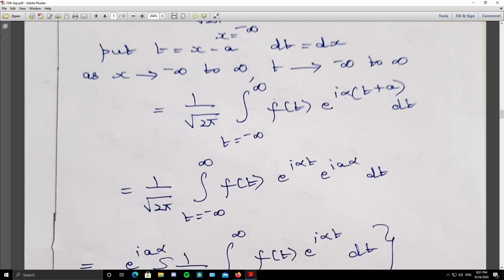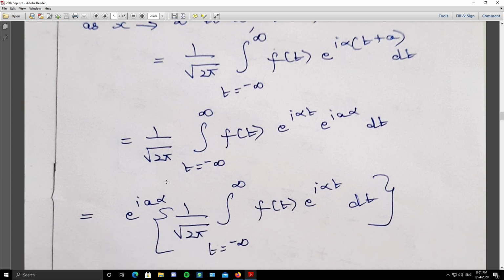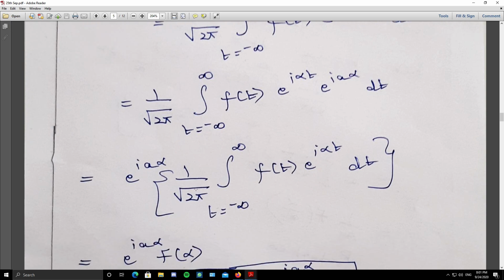So t is the variable. So e power i alpha is a constant. Take it out. So e power i a alpha times 1 by root of 2 pi integral t equals minus infinity to infinity f of t e power i alpha t dt. So we have split the exponential function. t is the variable, so the constant term is taken off. e power i a alpha times 1 by root of 2 pi integral t equals minus infinity to infinity f of t e power i alpha t dt.